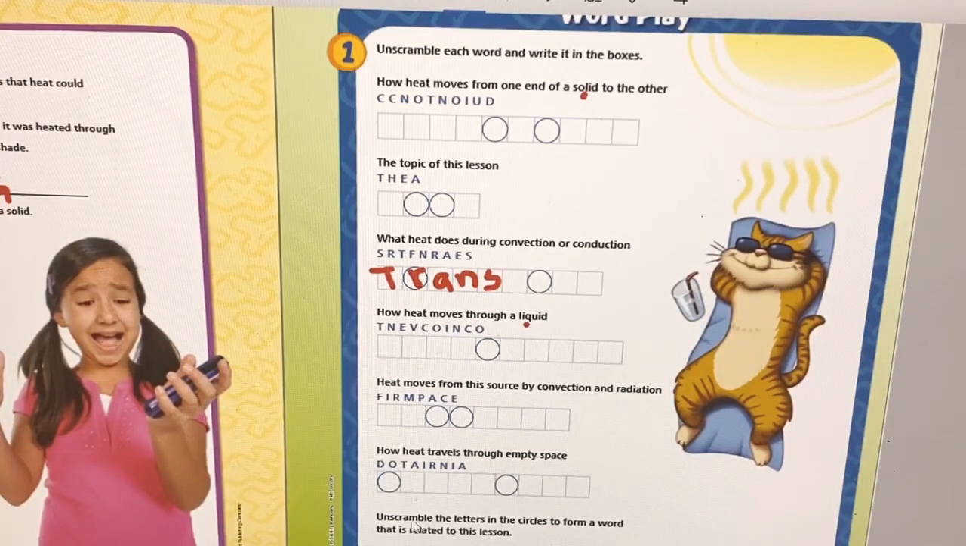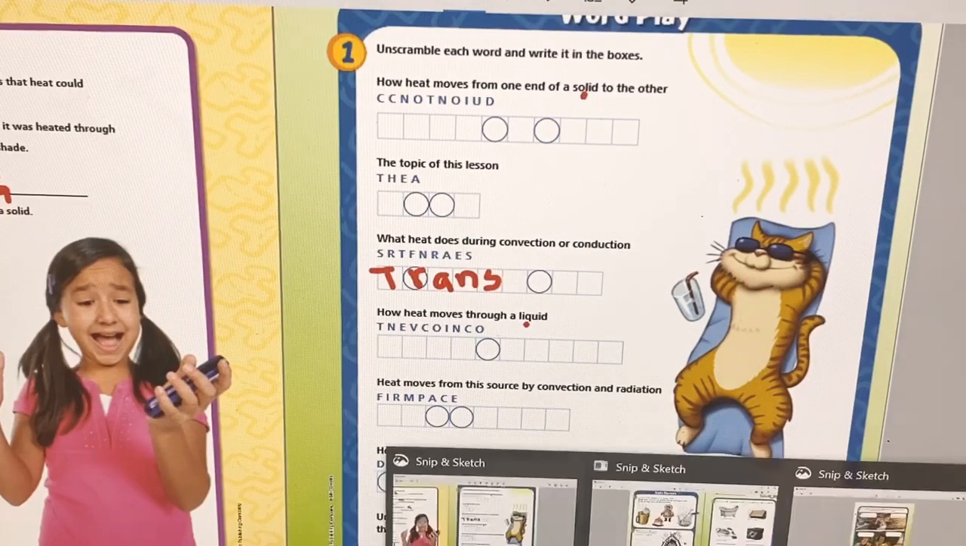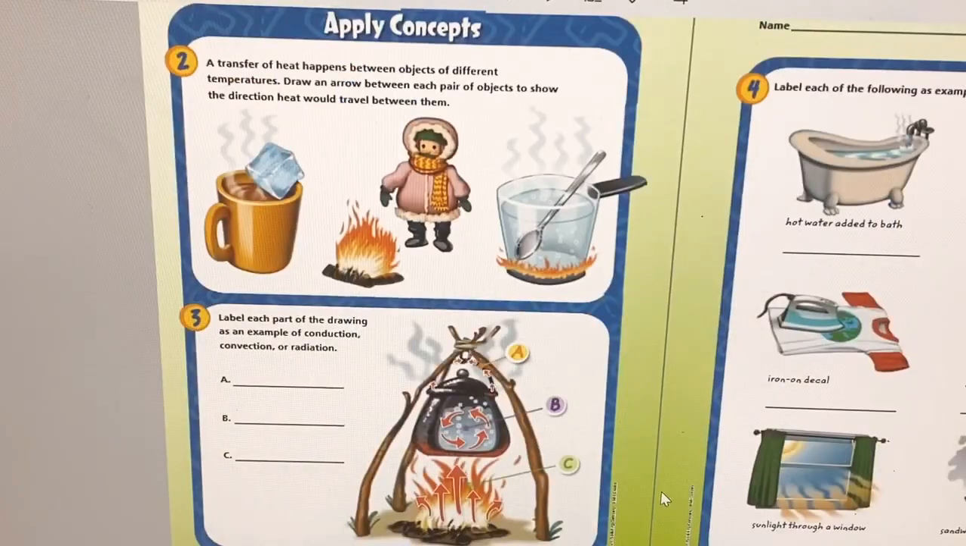Yes, excellent. Now unscramble the letters in the circles to form a word that is related to our lesson. And I'm gonna give you a hint. We use it to measure heat. How do we measure heat? By what? Yes, excellent girls. Now go to the next page. This is so much fun.